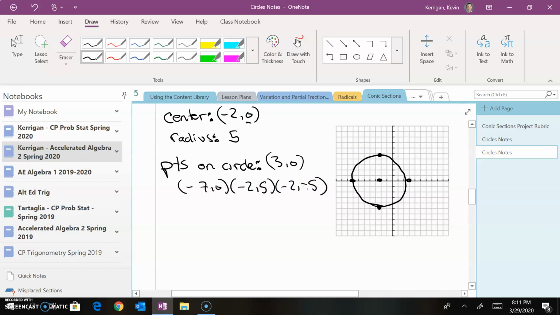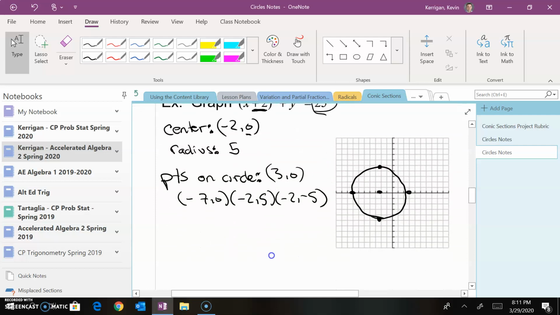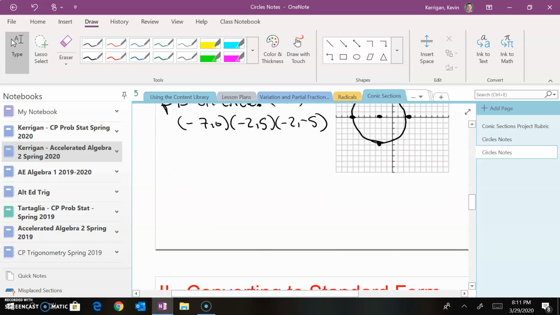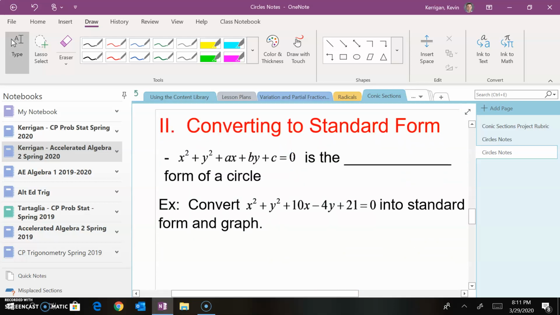So as you can see with these 2 examples, it's very, very easy if it's given to you in that already standard, HK form. Where it gets a little more challenging is if I were to give you the equations not in that standard form. If I gave it to you in a different form, you would have to convert it over to standard form first, right?